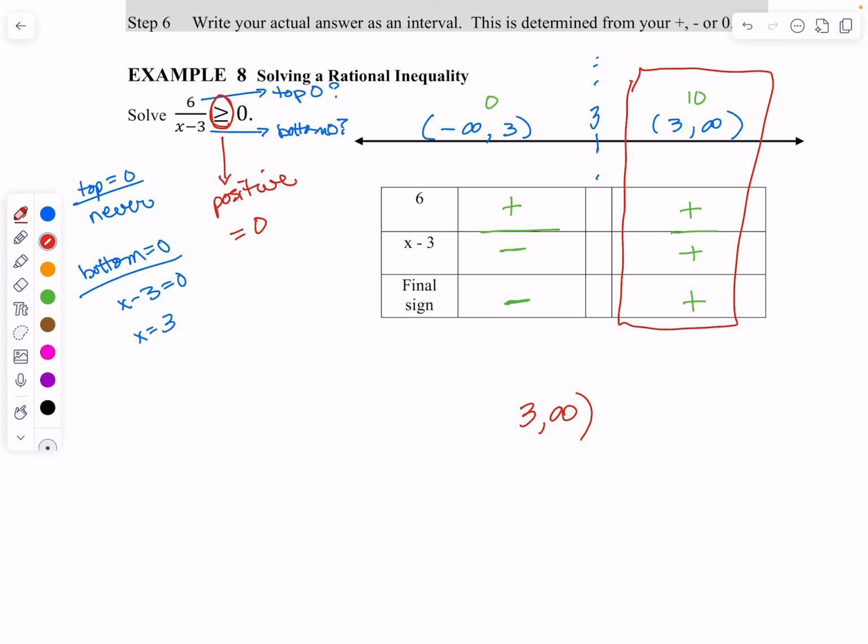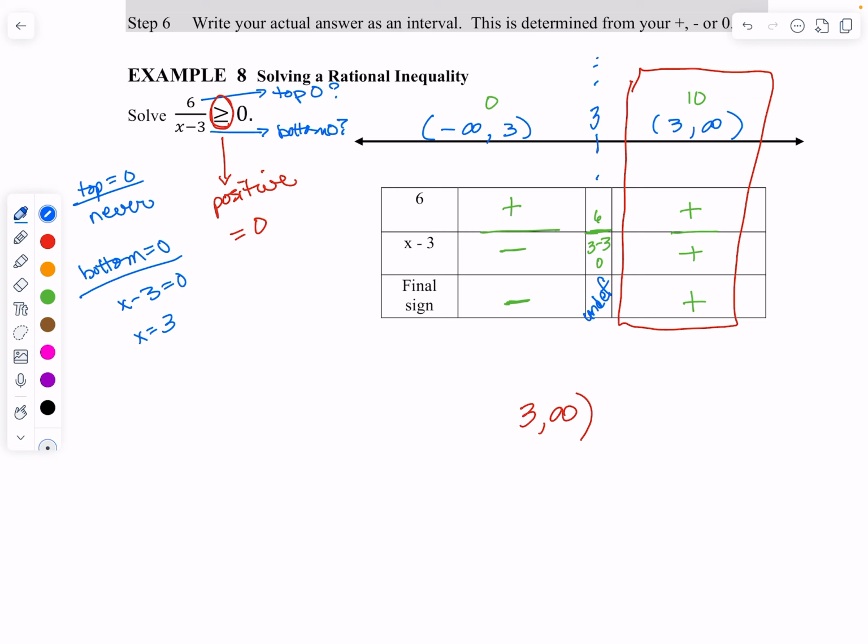But I don't know about my 3. So what I need to do is put this 3 in and see what I get. If I put a 3 in the top, it doesn't matter because the top is always going to be 6. And the bottom, what's the bottom going to be? 3 minus 3. Do you see it's going to be a 0? So I have 6 over 0. I should probably do that in a different color. But anyway, that is undefined, right?